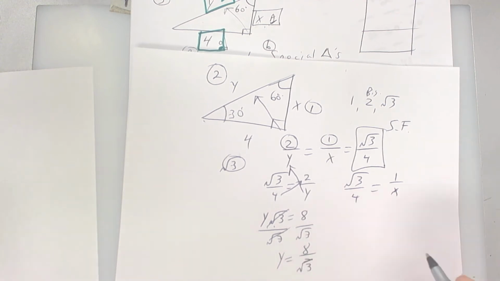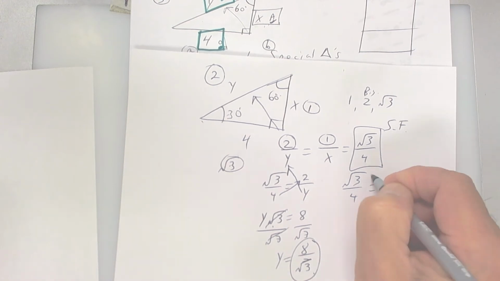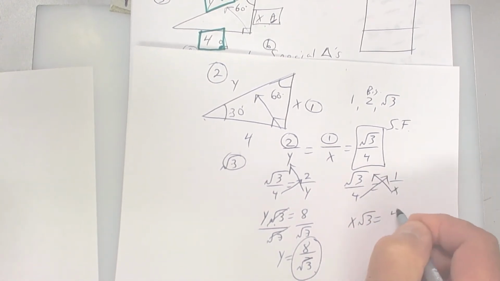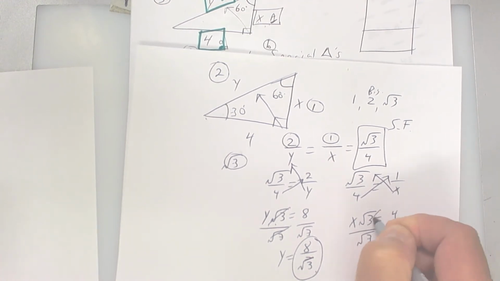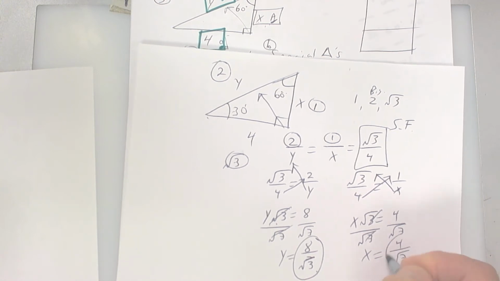Now, we'll use the calculator in a minute. This one, you're going to get x times the square root of 3 equals 4, and then you're going to divide by the square root of 3. And when you divide by the square root of 3, you get x equals 4 over the square root of 3. Now, let me show you something.